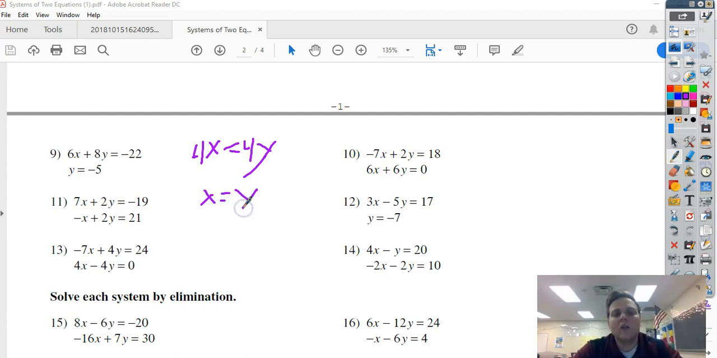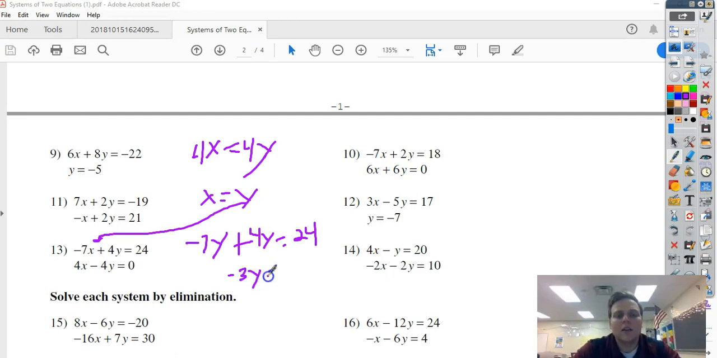Well, now that I know that x equals y, I can just plug y into x right here. So I can say negative 7y plus 4y is equal to 24. That's going to give me a negative 3y is equal to 24. Divide both sides by negative 3, and you get that y is equal to negative 8. So then, you know that x equals y. So if x equals y, and y is negative 8, then you know it's the point negative 8, negative 8.